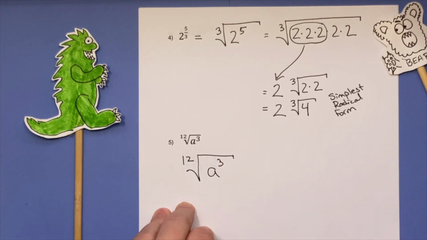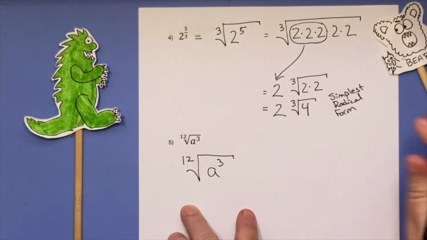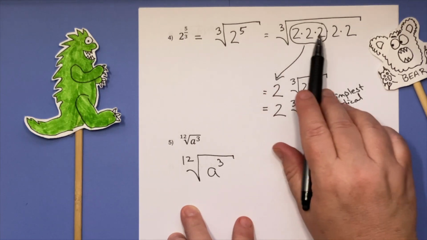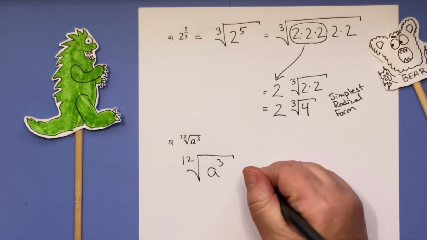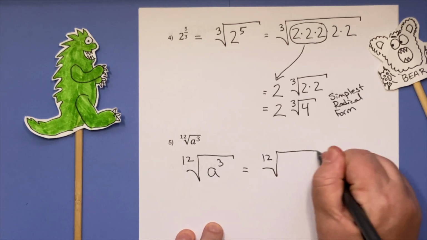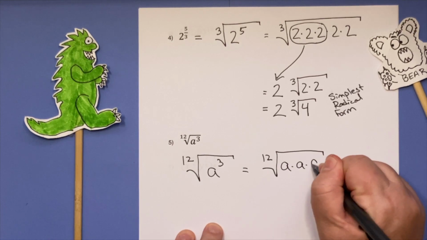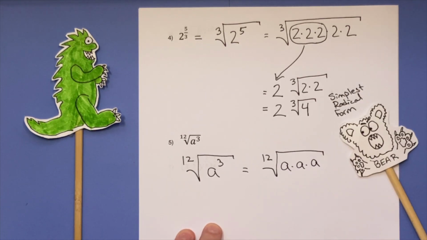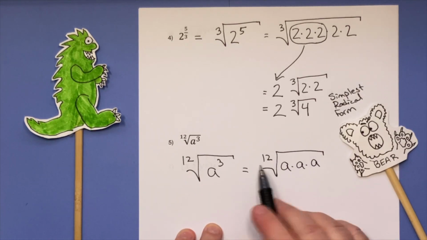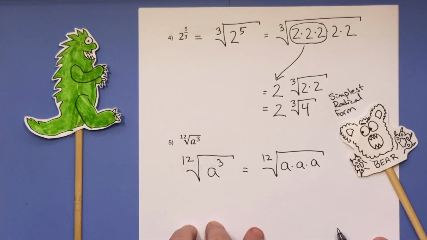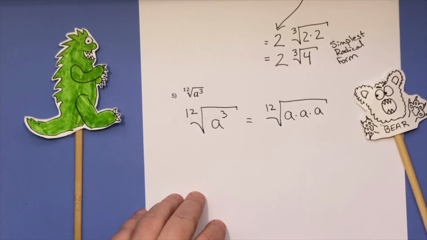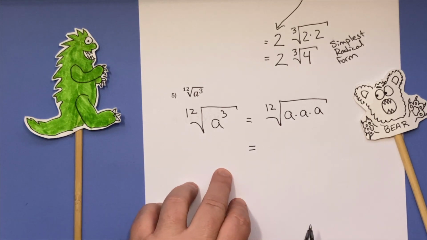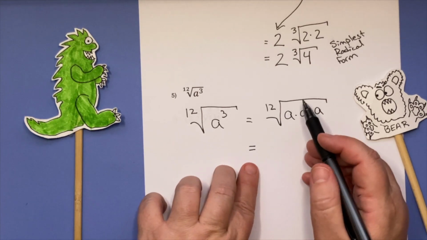Okay, awesome. But the problem is that the rule here was if the index is 3, I look for groups of 3. And here, if the index is 12, I only have 3 A's. So the method of using square bear, or in this case 12 bear, that's not going to get us anywhere because we can't simplify. Well, it turns out that this particular one is a case where it actually works better to write it in exponent form. So let's write it in exponent form.